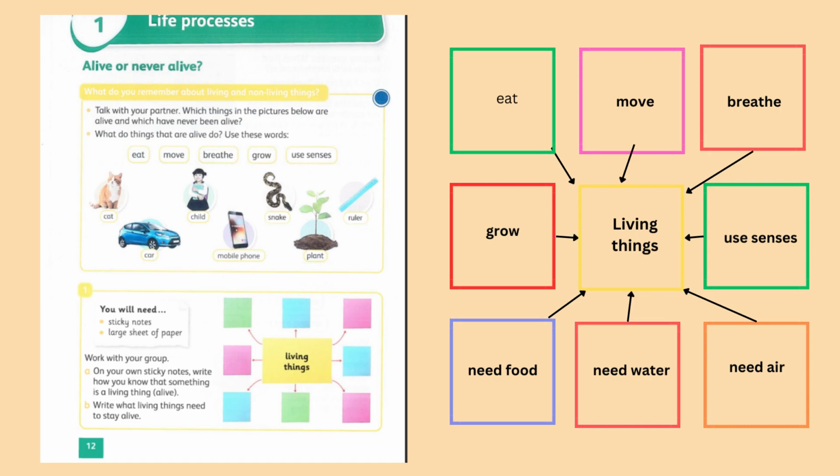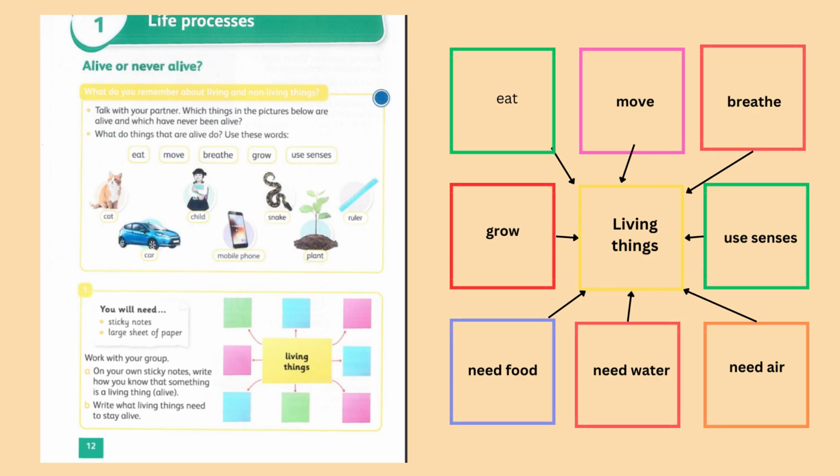Car, car is non-living thing. Mobile phone, snake, plant, ruler. Now I have told you that you will need, under this heading, you have to do some activities. Now, you will need sticky notes, large sheet of paper, but you can do it in your book as well. Work with your group on your own sticky notes.